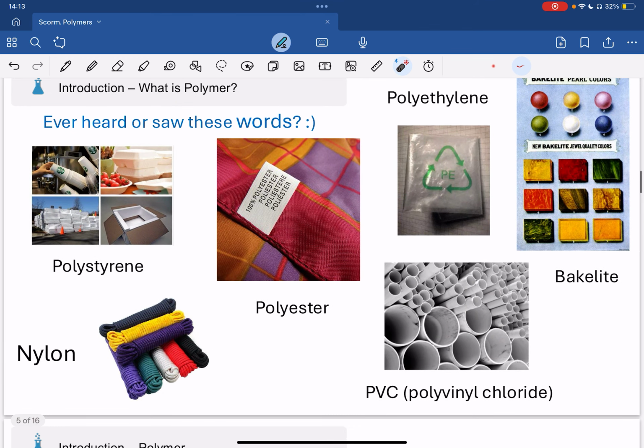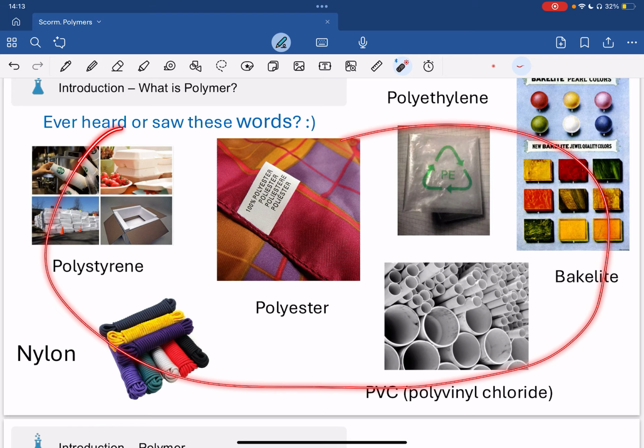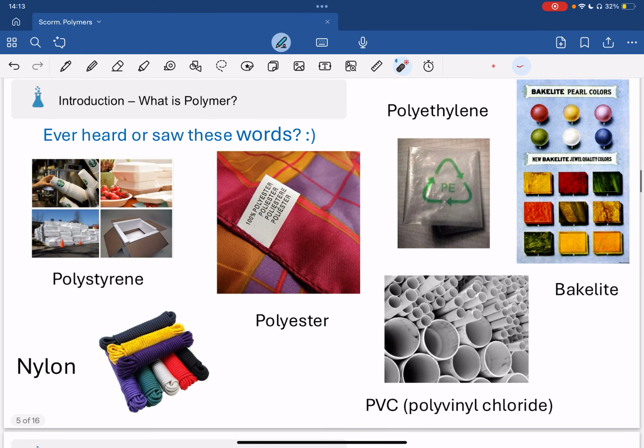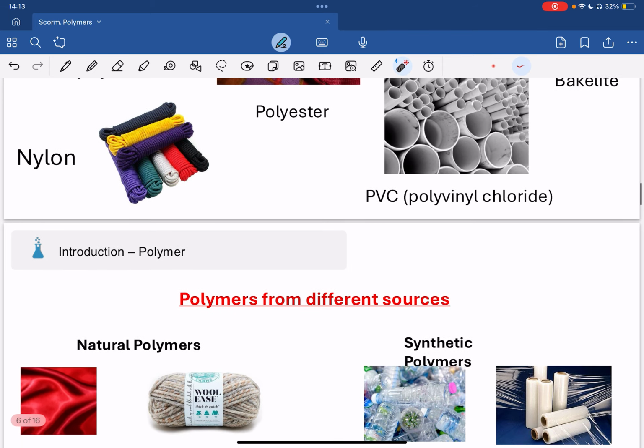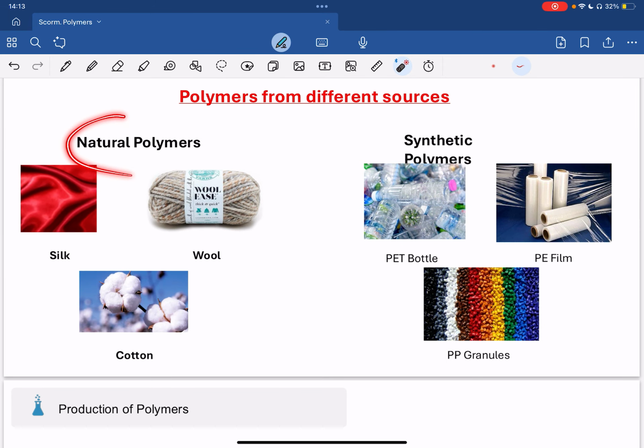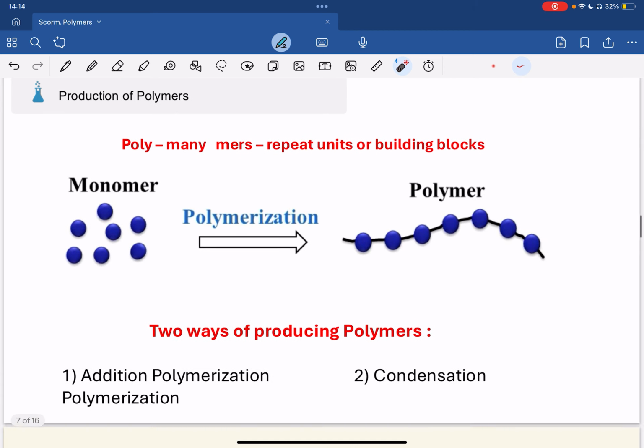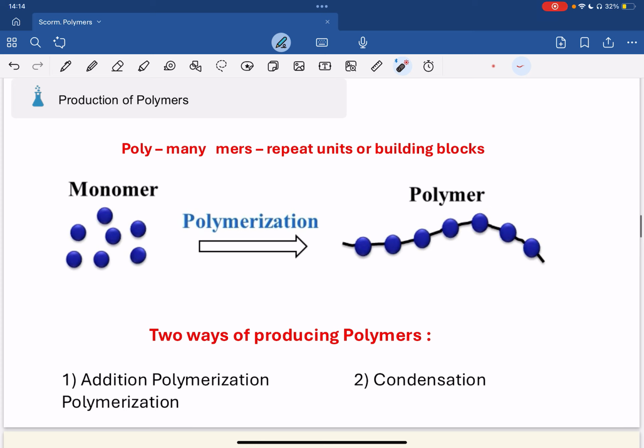And just know these types of the polymers: polystyrene, nylon, polyester, polyethylene, bakelite, PVC. Also know the difference between natural polymers and synthetic polymers. For example, silk, wool, cotton are natural ones, and synthetic polymers are the other ones. Please remember those.